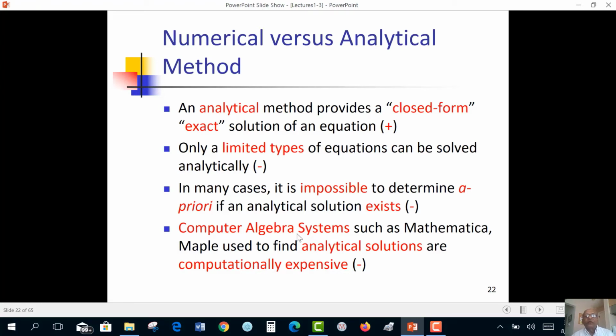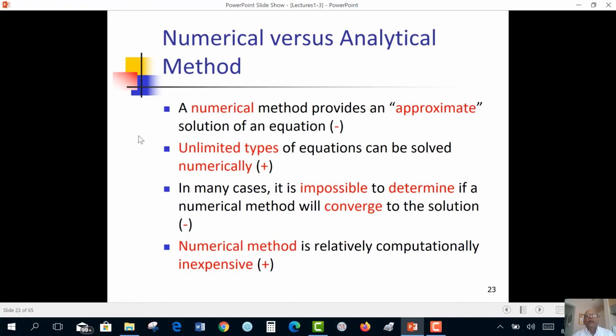Now, you can use computer algebra systems such as Mathematica or Maple to find analytical solutions, but they are computationally expensive, especially for complicated problems. Well, a numerical method provides only an approximate solution, not an exact solution. So this is kind of a negative. However, you can solve unlimited types of equations. This is the biggest thing about numerical methods.